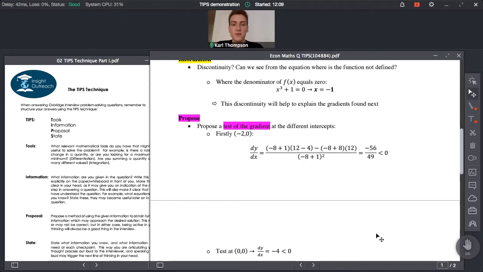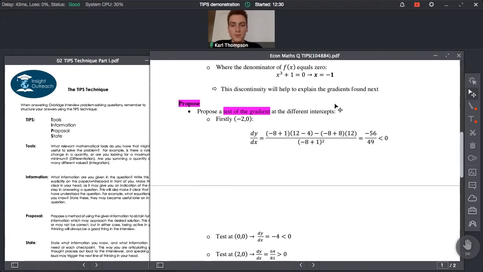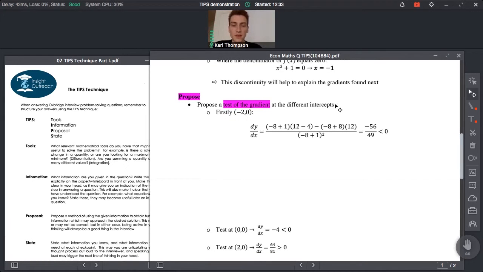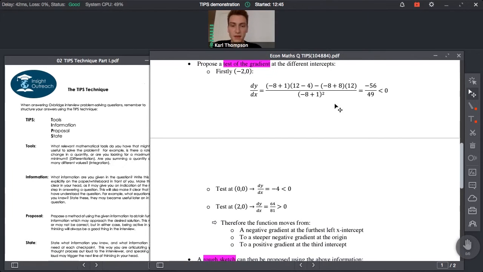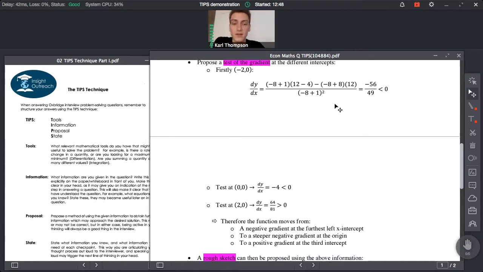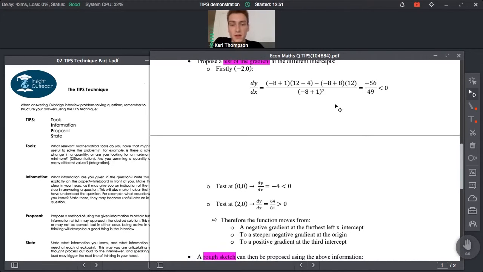next one. The way to explain this would be, well, we know now that there's a discontinuity at minus 1. So this would explain how you can go from 2 negative gradients and also go back to a steeper one. We tend to assume usually that a graph like this would go back up to a positive gradient. And then at the final intercept, x equals 2, we get a positive gradient of less than 1. So that's summarized here. A negative gradient at the first intercept, a steeper negative gradient at the origin, and then a positive gradient at the third intercept.